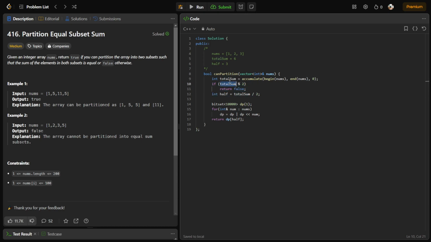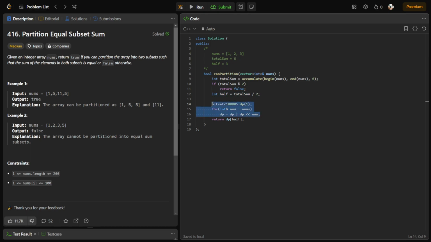So by right, if the total sum, as I mentioned just now, is not divisible by 2, what we have to do is to just immediately return false because there's no way we can partition it to have equal sums in both subsets. But since in this case it is divisible by 2, since its total sum is 6, we're good to go.